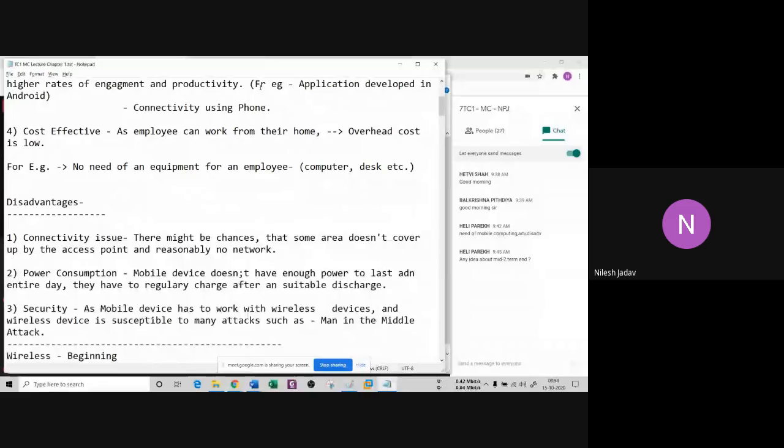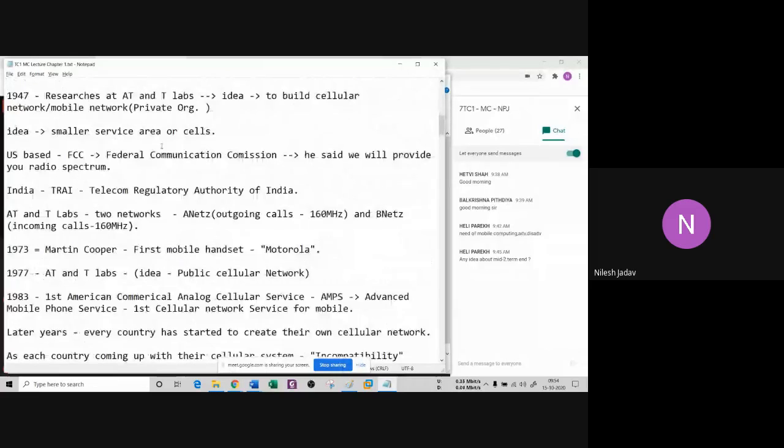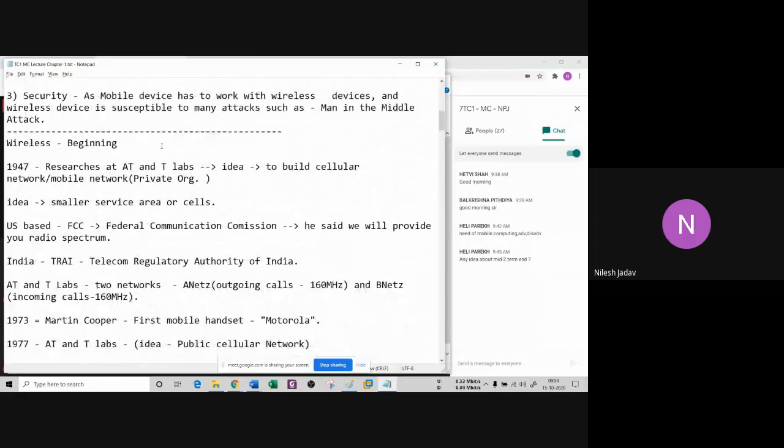The next topic is on the wireless, I mean the evolution of wireless network, and basically your MCQ questions, multiple choice question or one liner question, can be there from this complete topic, this wireless beginning.